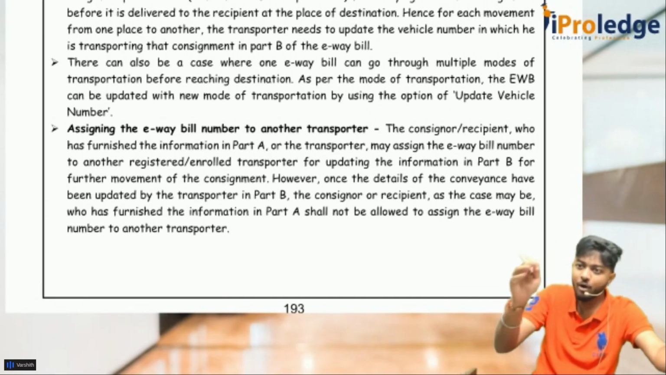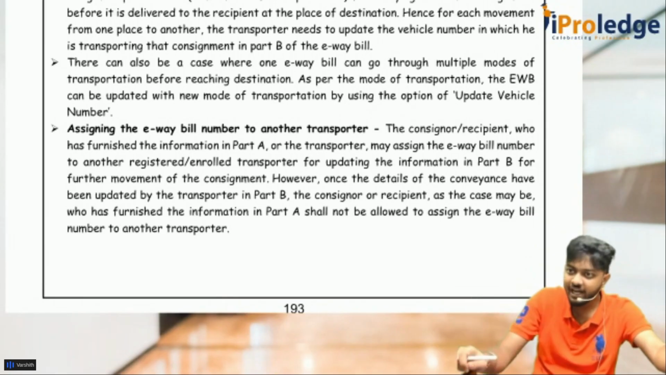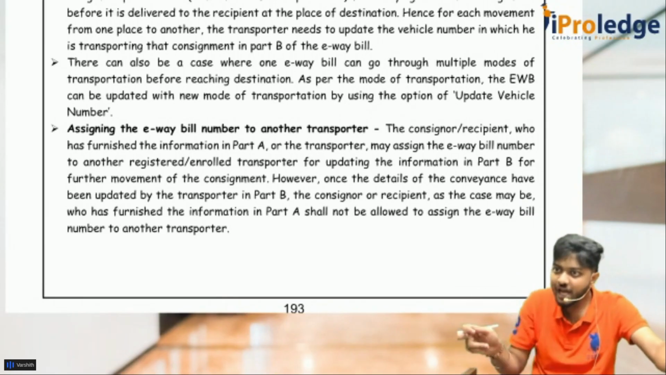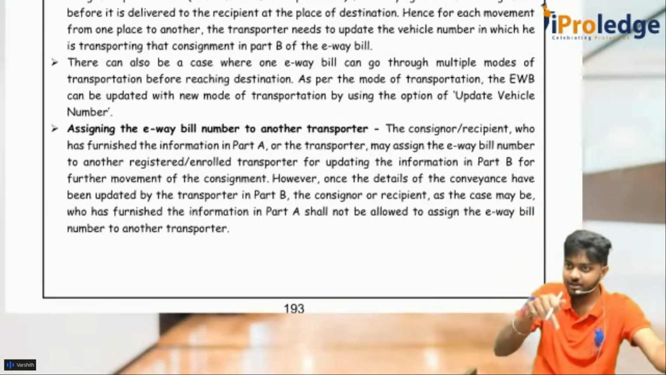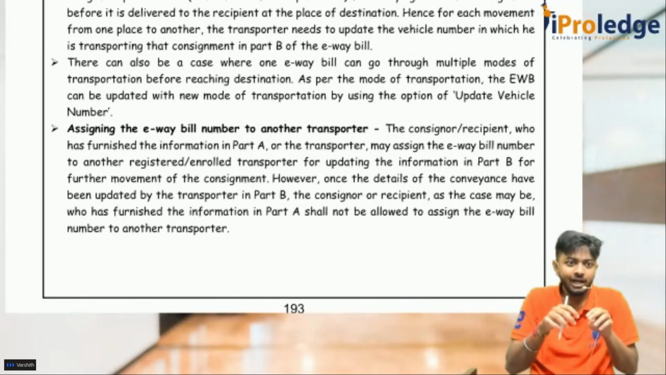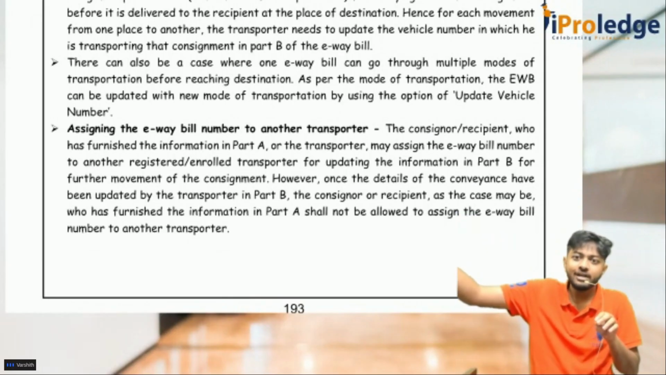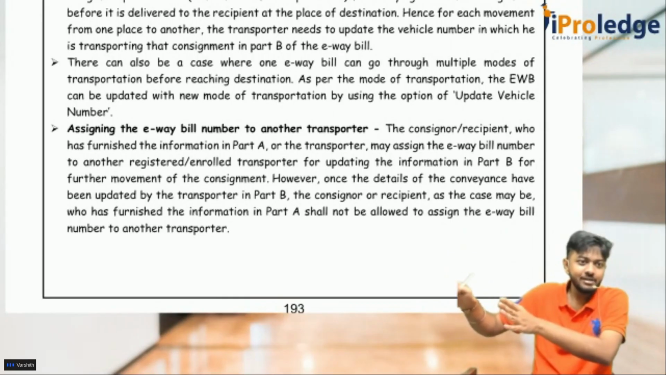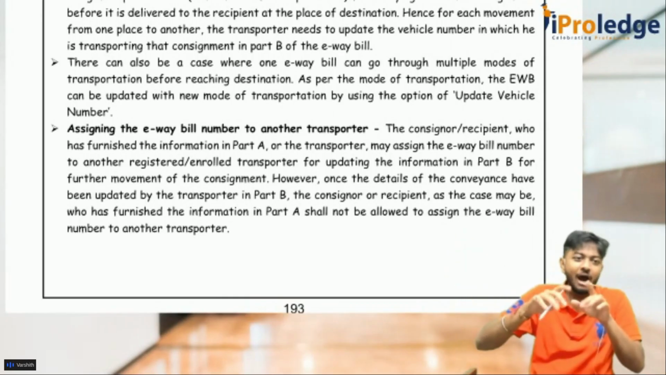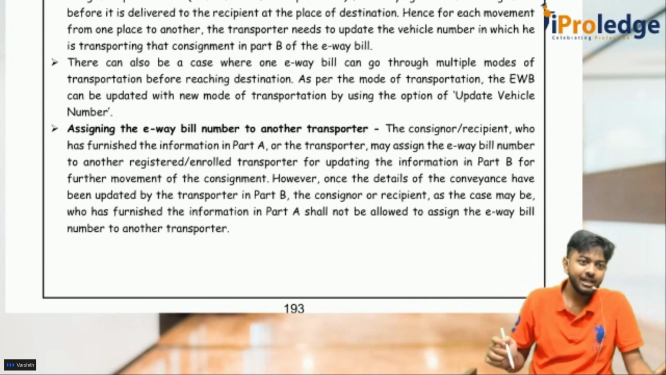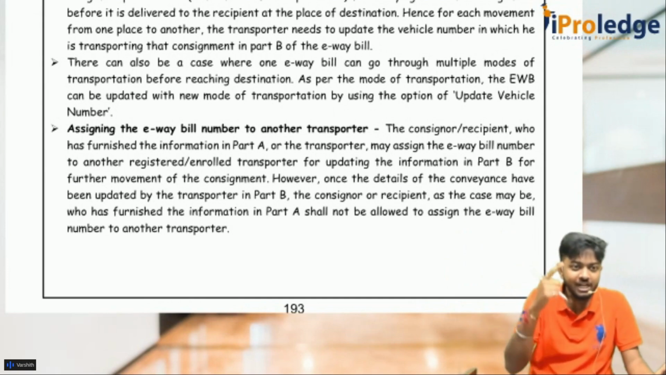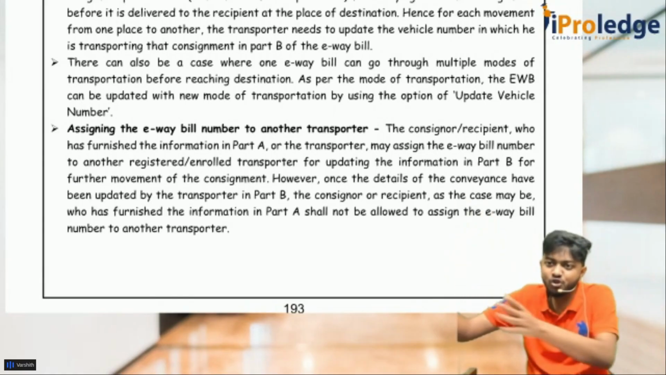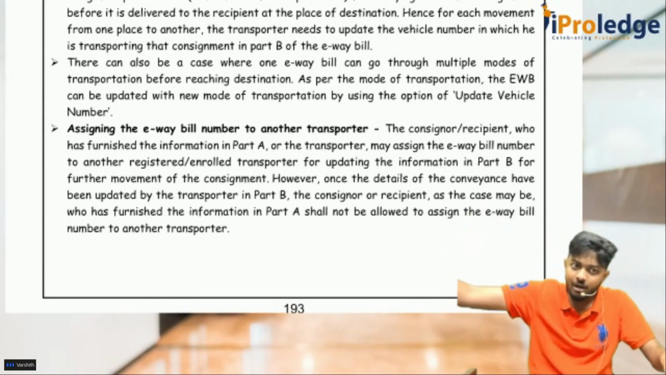From here to the Karnataka border, Sharma Transports will carry the goods. While shifting the goods from Sharma Transports to Manoj Carriers, what Sharma Transports does is go to his portal, take the transporter ID of Manoj Carriers, and assign the e-way bill to Manoj Carriers. From now on, Manoj Carriers can update the e-way bill if he wants. So the transporter assigned the e-way bill to Manoj Carriers using his transporter ID.